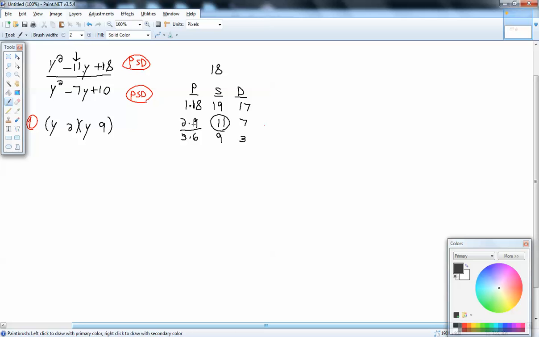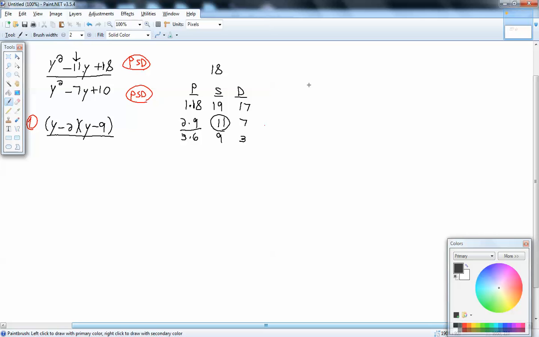Now the larger number in the P column, which is the 9, this is the one we're using, will always be the same sign as the middle term, which is negative. The number I circled in the S column, S for same sign, so if this one's negative, then this one will be negative.